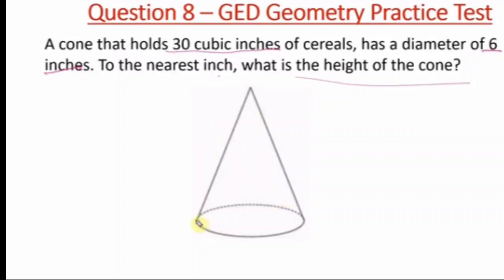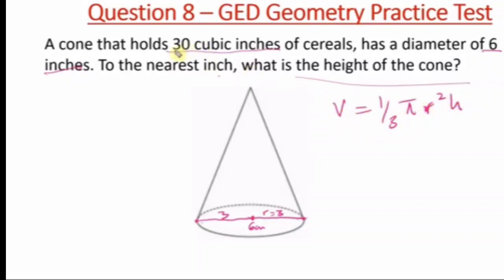So it told us that the diameter is what? 6 inches. You know, the diameter is a line that crosses the center of the circle, touches 2 points of the circle, and passes through the center. So this is the diameter. If the diameter is 6, then the radius, which is half of the diameter, from here to here, is 3. So the radius is equal to 3. And what's the formula for the volume of a cone? The volume of a cone is 1 over 3 pi r square h.